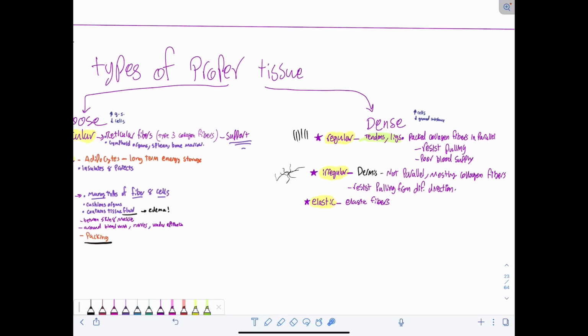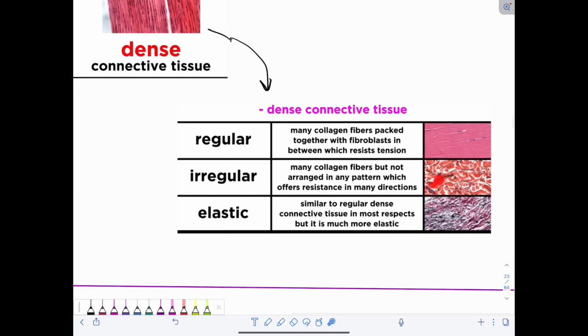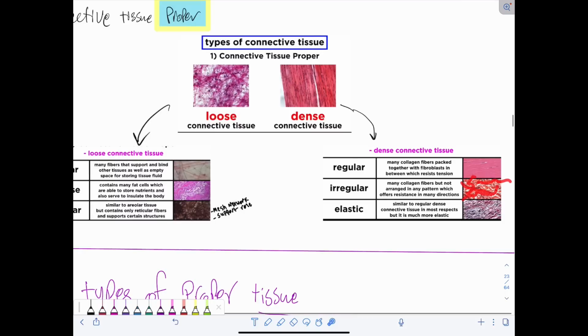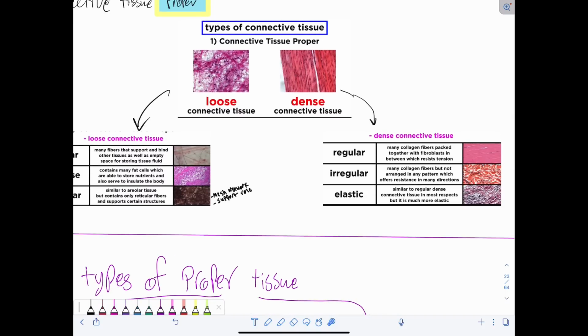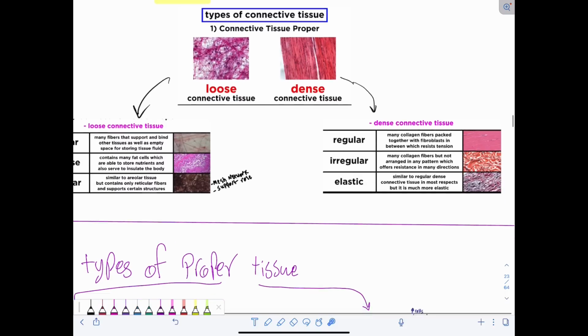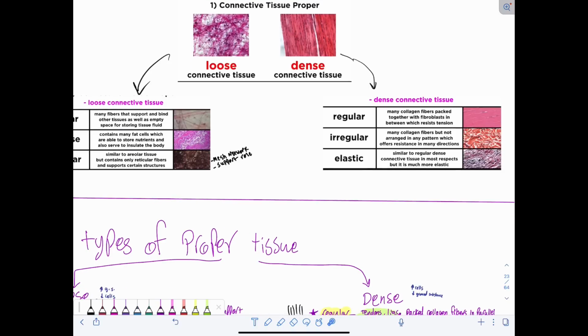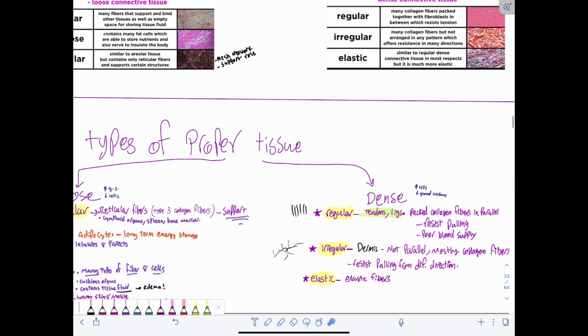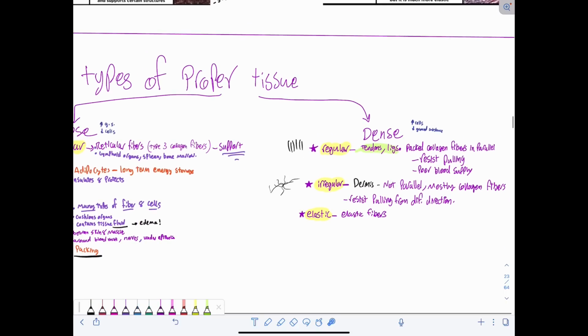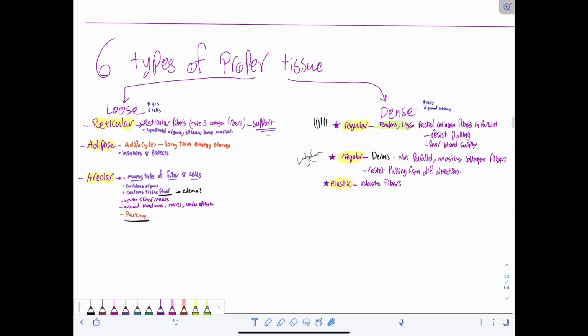Now, contrast that to irregular, right? So dense irregular connective tissue looks like this. The fibers are all over the place in different directions. So this one can actually withstand tension from many different directions, right? These collagen fibers are just arranged in different patterns, so it offers resistance in different directions. And where do you find regular? Well, we just said tendons, ligaments, right? And irregular is found in the dermis, okay? So these are not parallel, and they resist pulling from different directions.